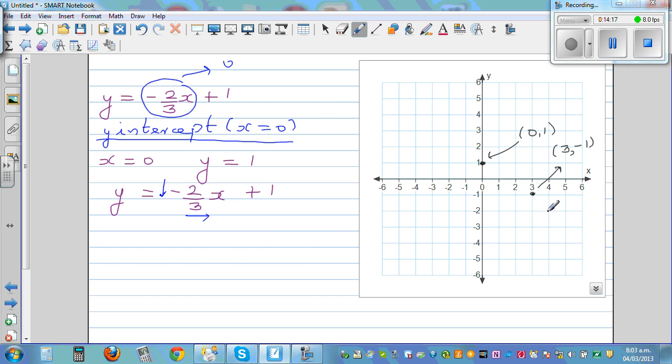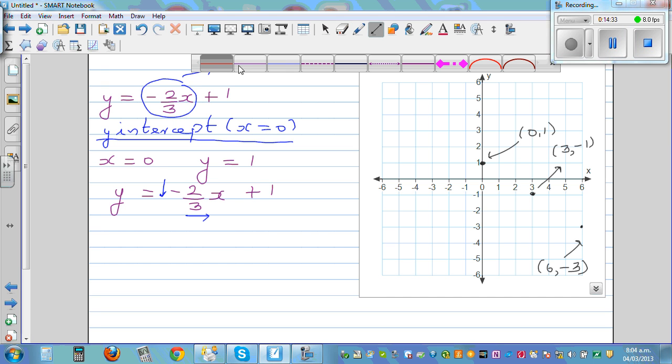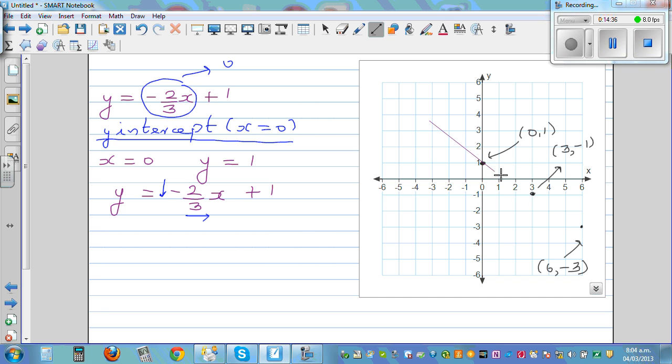I'll show this on a calculator. Then you're going 2 down and 3 across again. So this point is 6 comma negative 3. Let me use a line tool to join these points, and it will be a straight line. It should be a straight line. If you're not getting a straight line, there is some point which is wrong. That's also a way to check whether the equation or the graph is right.